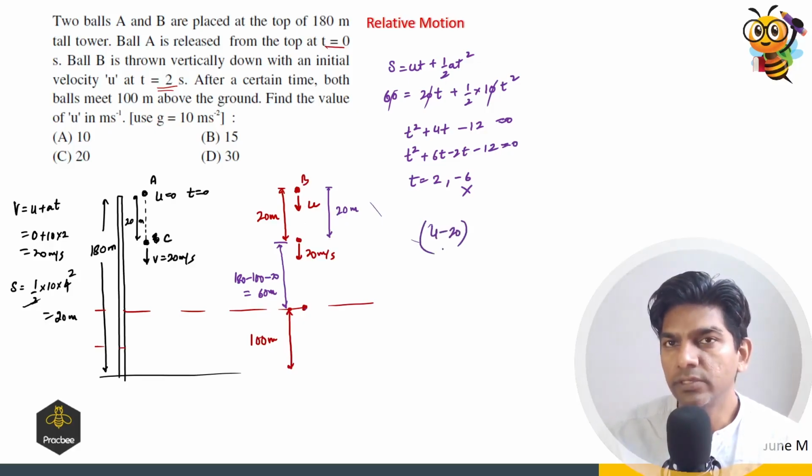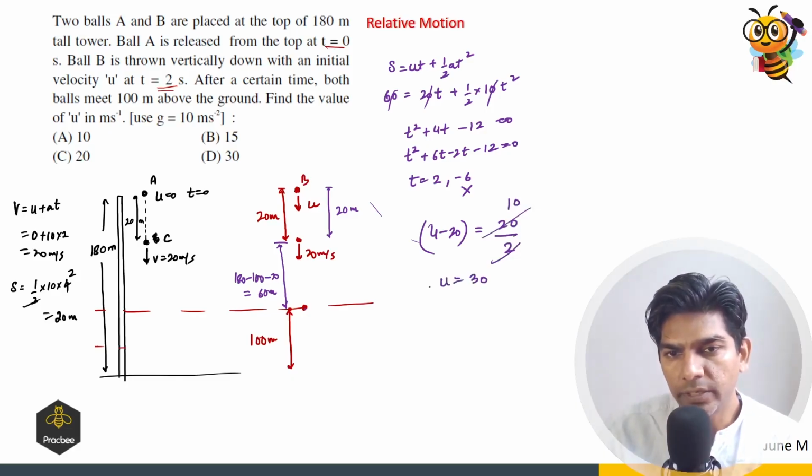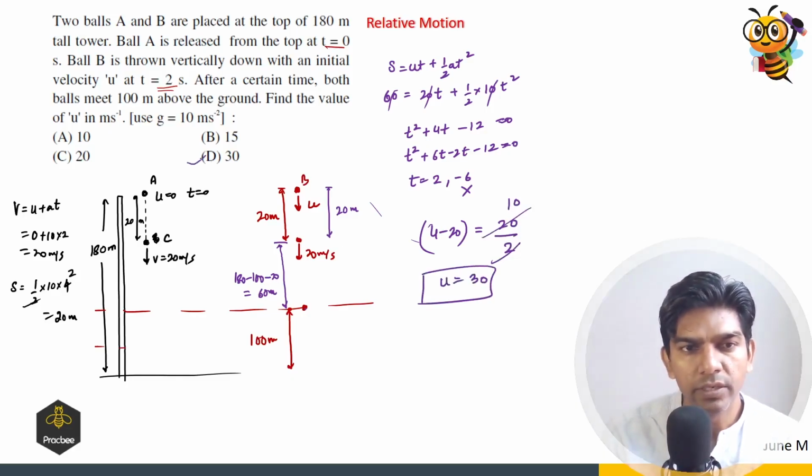So u minus 20 is the relative velocity, and speed is equal to distance upon time. Distance is 20 between them, and time is 2 seconds. So u is nothing but 30. So option D is the answer.